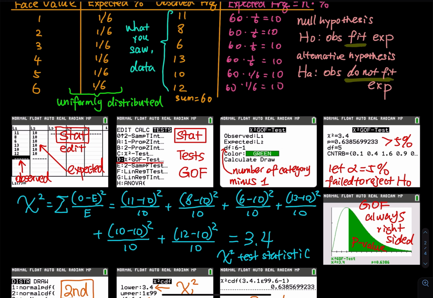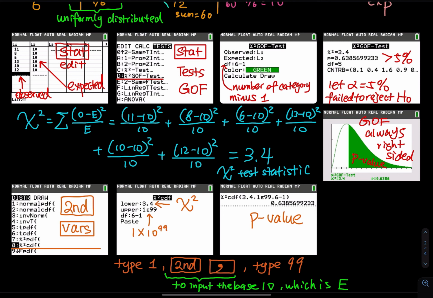So the p-value is the area under the curve, right? On the right hand side. So you have to do this. So you click second, and then you click vars. Second key and the vars key. And then you look for chi-square CDF, not PDF. PDF gives you a point on the curve. CDF tells you the area under the curve. CDF stands for cumulative density function. Okay, cumulative. That means area under the curve, CDF.